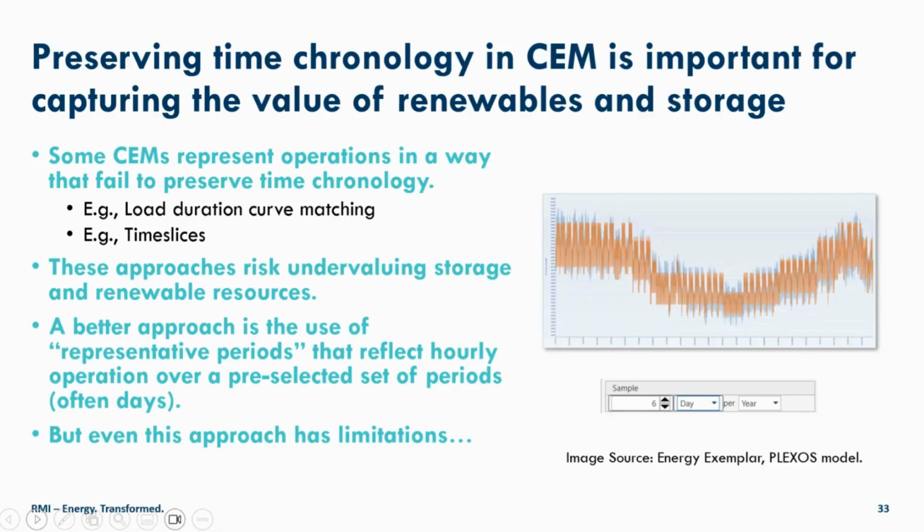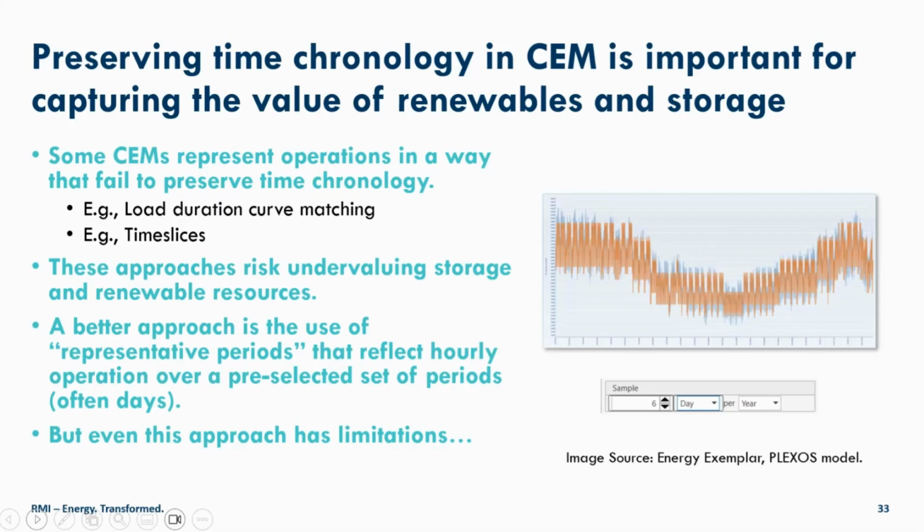We can imagine for storage, this would be important. If my battery is discharged at 5 p.m., there's less energy available at 6 p.m. Similar for variable renewables, if it's sunny at 3 p.m., it's much more likely to also be sunny at 4 p.m. And these are important relationships we want the model to capture. Unfortunately, some capacity expansion model decisions do not represent time this way. Certain models have simplification of time, such as load duration curve matching or time slices, that ignore this chronology and risk undervaluing the contribution of storage and renewable resources.